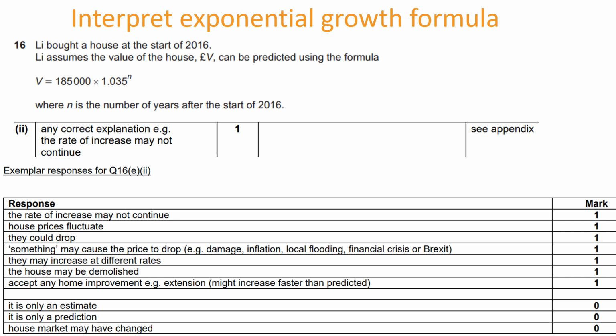Now I'm just going to put up the appendix here. So this is some example of responses for question 16E part 2. Any of these answers at the top, okay, are worth 1 mark. Okay, so the rate of increase may not continue, the house price could fluctuate, they could drop, something may cause the price to drop, they may increase at different rates, the house may be demolished, except any home improvements, e.g. extension, might increase faster than predicted. Any of those will give you 1 mark. The answers down the bottom will give you 0 marks. So if you said it's only an estimate, or it's only a prediction, or the house market may have changed, they won't give you a mark.